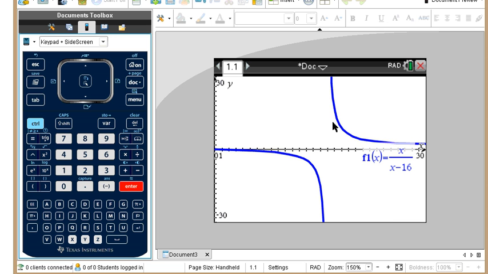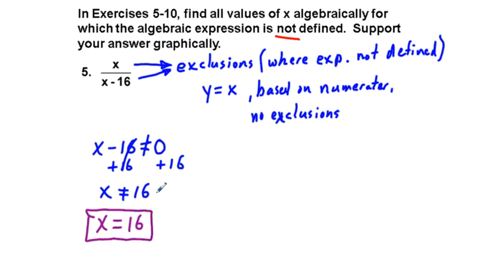Okay, we have a vertical asymptote, or infinite discontinuity, at x equals 16. And also call that a non-removable discontinuity. So that's just graphical support.